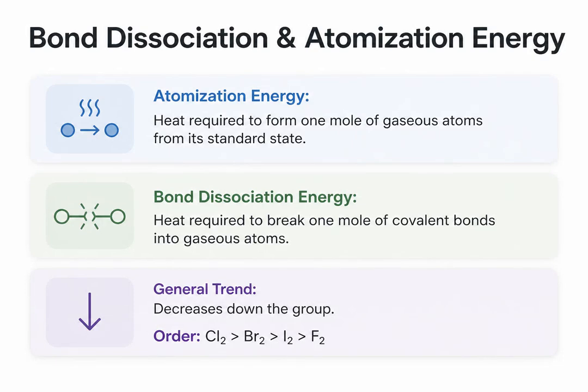Now, let's discuss the energy required to break these molecules apart. Bond dissociation energy is the heat needed to break 1 mole of covalent bonds, while atomization energy is the heat needed to form 1 mole of gaseous atoms. Generally, this energy decreases down the group because the atoms get larger and the bonds get longer and weaker. But notice the order. Chlorine is highest and fluorine is surprisingly at the bottom.